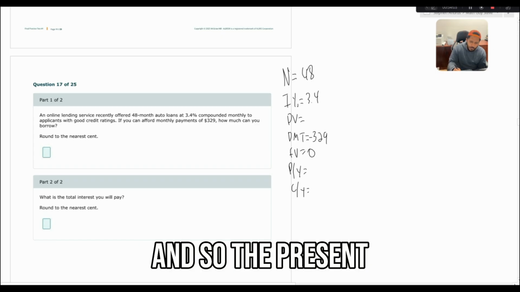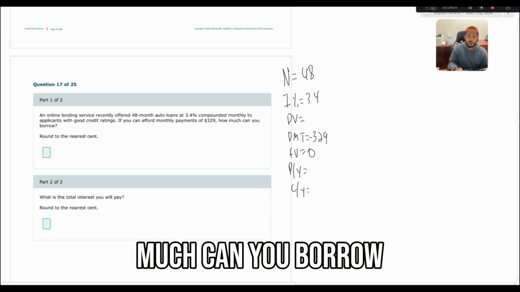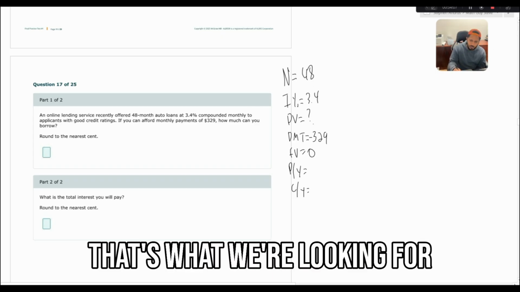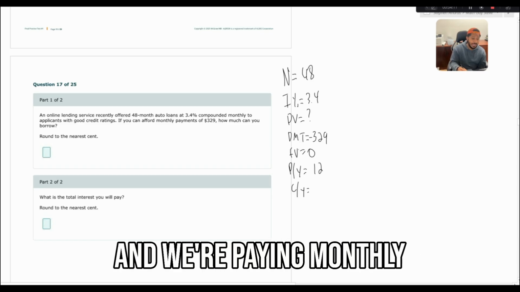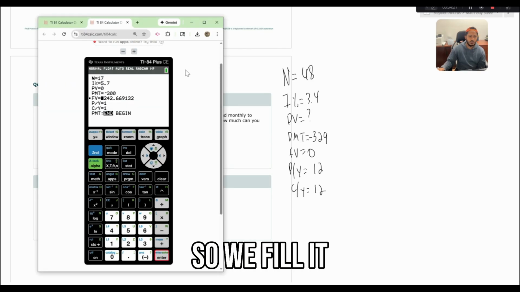And so the present value is actually what we're looking for, because it says how much can you borrow right now, right? That's what we're looking for. And then the payments per year, compounds per year, again, is 12. It says compounded monthly and we're paying monthly. So both of those are 12. So we fill it in on our calculator.